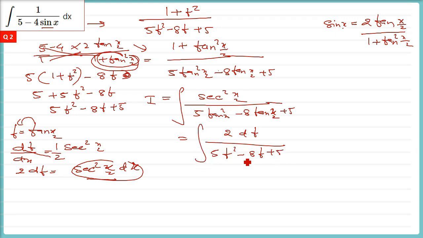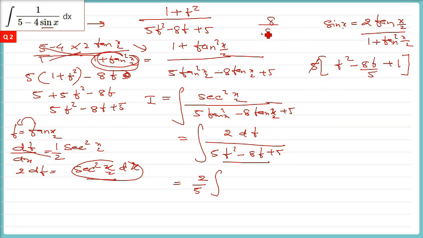Now integration has become so easy because in the denominator we just have to make a perfect square. So let's make this a perfect square, 5t² minus 8t plus 5. So 5 I'm taking outside, and when you take anything outside it has to be divided from every term. So t² minus 8t/5 plus 1 has come, because 5t² by 5 is t², 8t by 5 is 8t/5, and 5 by 5 is 1. So now 2 dt was there, 5 we have taken out, so 2/5 has come in front of the integration.